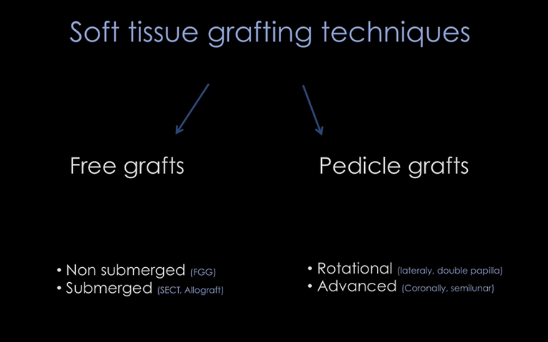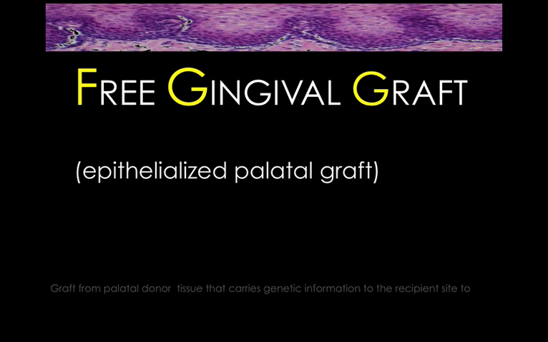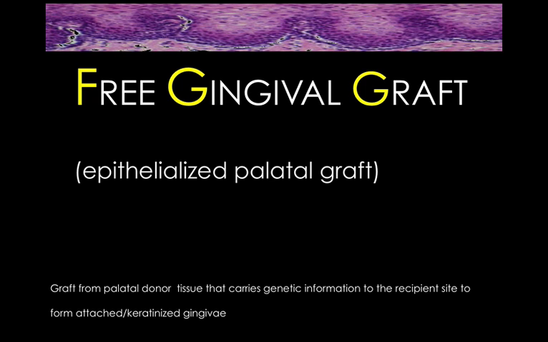Now, the free gingival graft falls under the category, obviously, of free grafts, because it's taken from the patient's own palate. And it's a non-submerged graft. It's left exposed. Now, another name for it is the epithelialized palatal graft, because we're harvesting a piece of tissue that has mostly epithelium and some of the connective tissue from the patient's palate. And once we transplant it, it still carries the genetic information to form attached and keratinized tissue, because that's how the palate is.